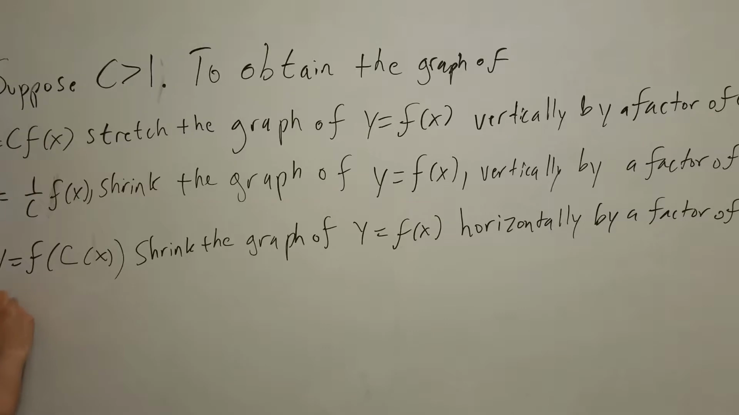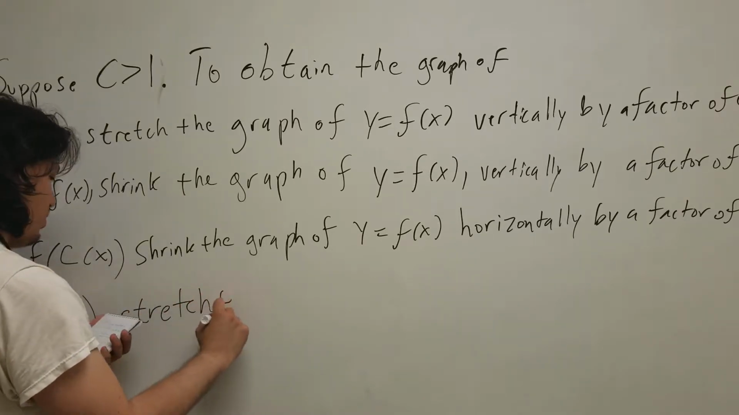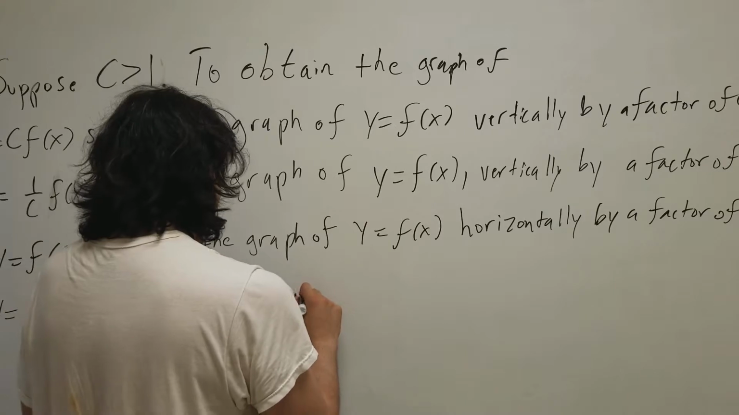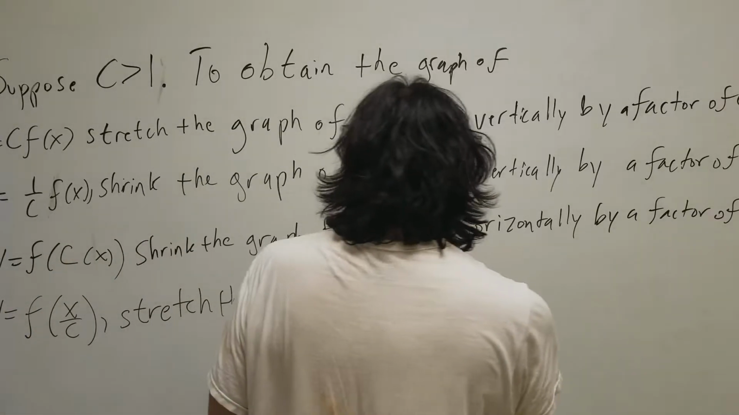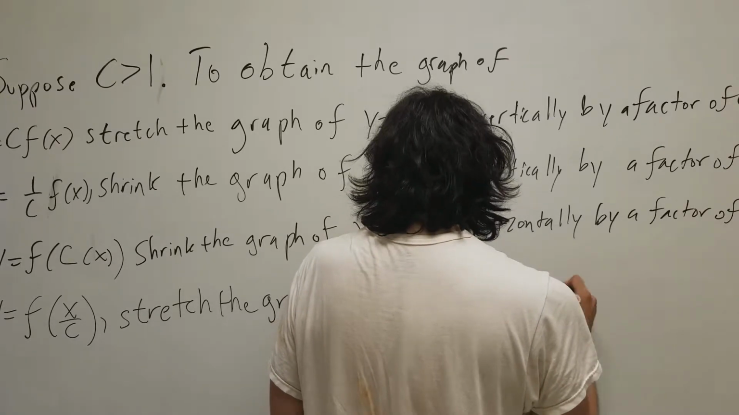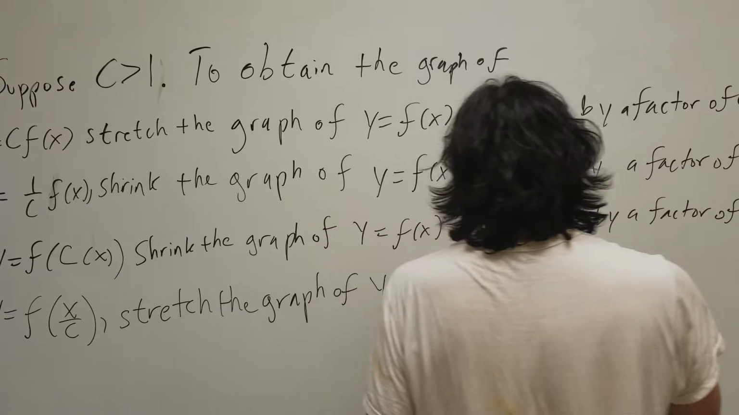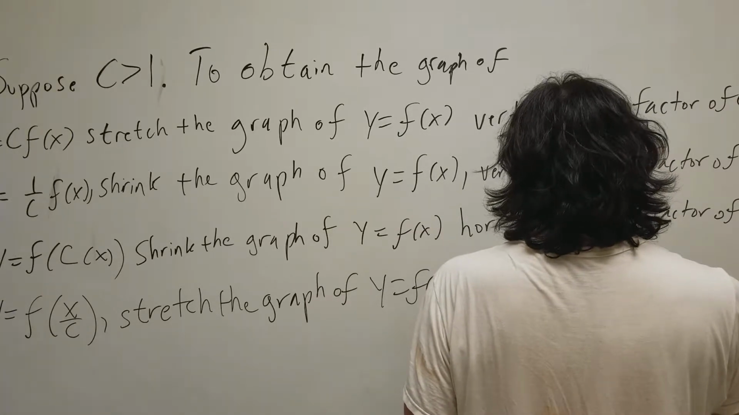Okay, next we have y equals f of x over c, a fraction. You do the opposite. You would stretch the graph of y equals f of x horizontally, again by a factor of c.